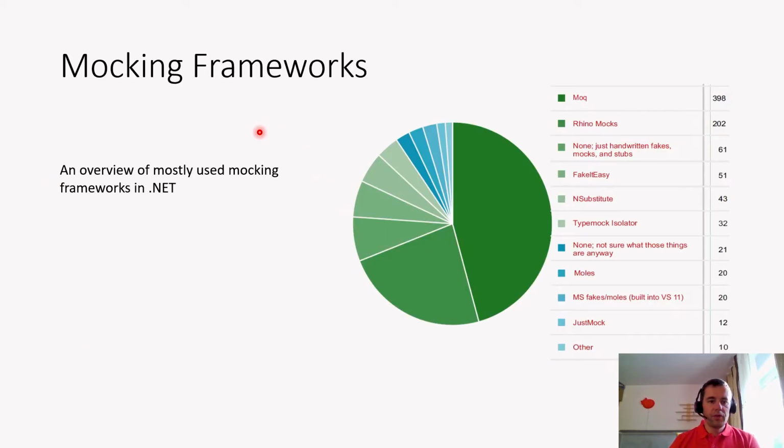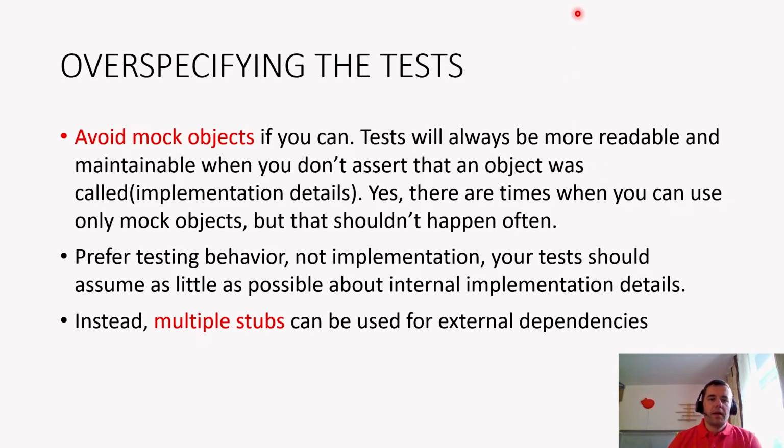Here is an overview of the most used mocking frameworks in .NET. We have the Moq framework, Rhino Mocks. We can also write our own fake implementation, FakeItEasy, and NSubstitute. There are a lot of them. Good. So some more details.